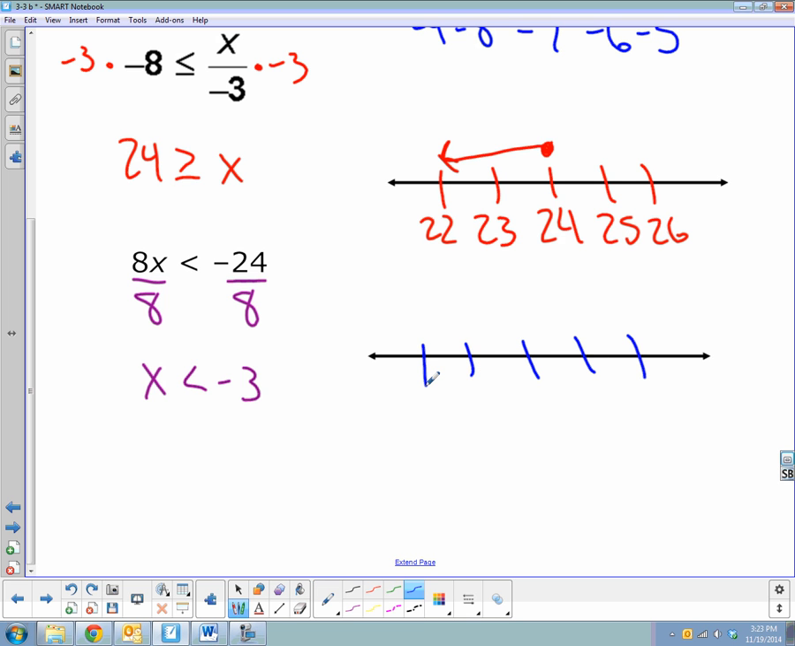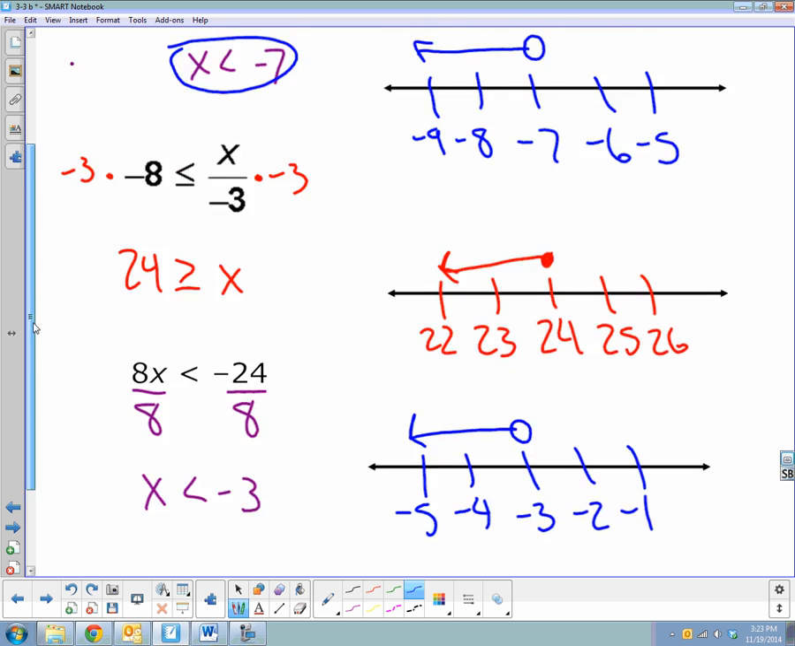x is less than negative 3, so I put my solution in the middle. I make sure that with negatives, I'm counting correctly. I'm moving closer to 0 to the right, further away from 0 to the left. x is less than negative 3. Negative 5 is less than negative 3. And x cannot equal negative 3.